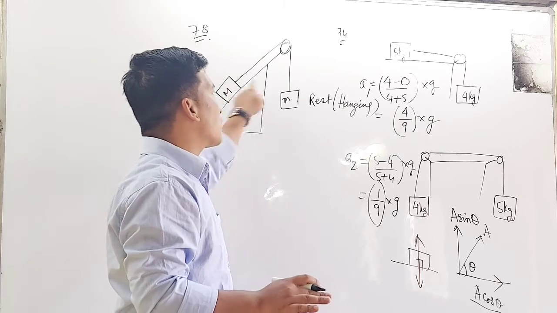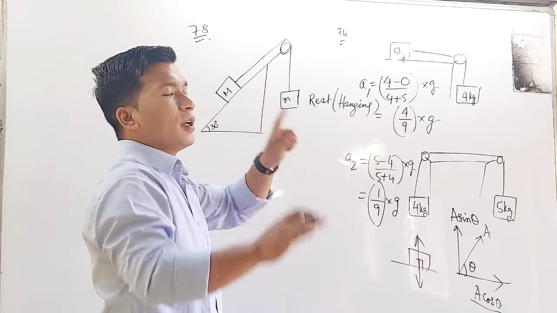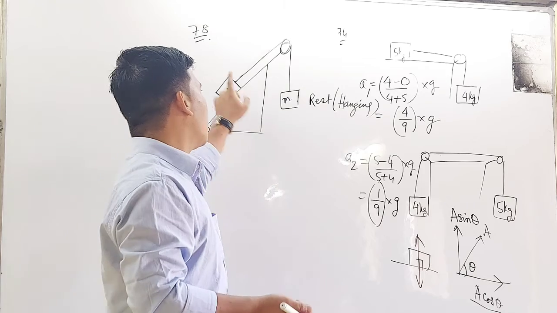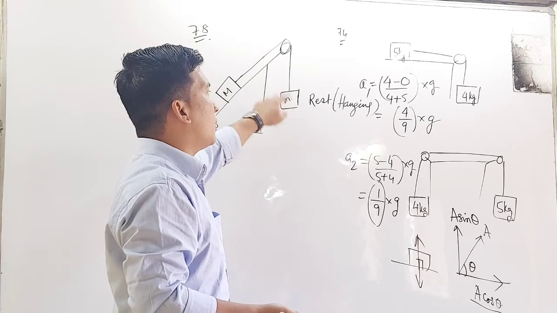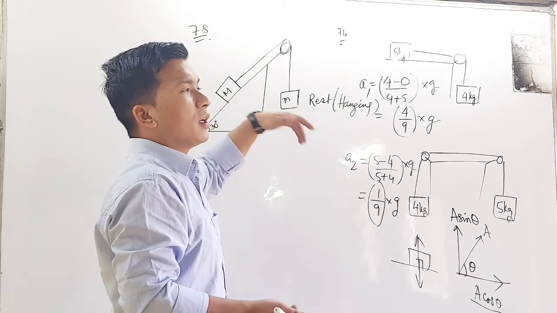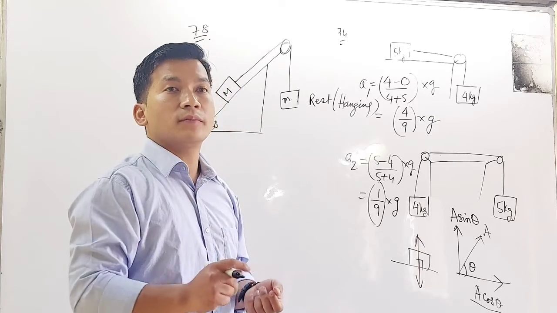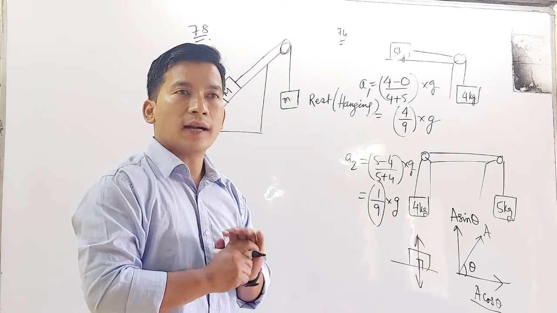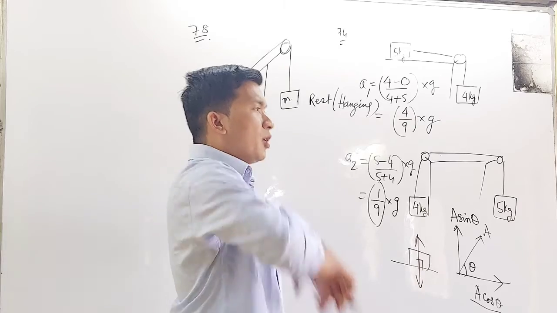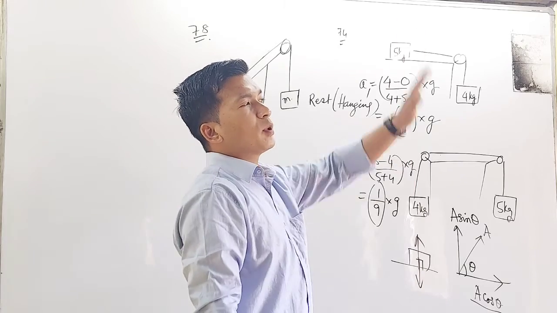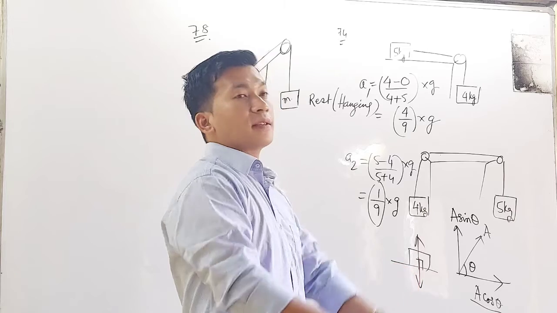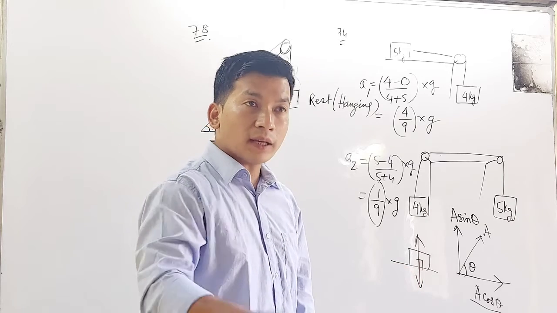There is no motion in the connected system. You should remember that whenever this M or this small m is under motion, the other must also follow the motion because they are connected. If someone says one is moving and the other is at rest, that will be totally wrong.